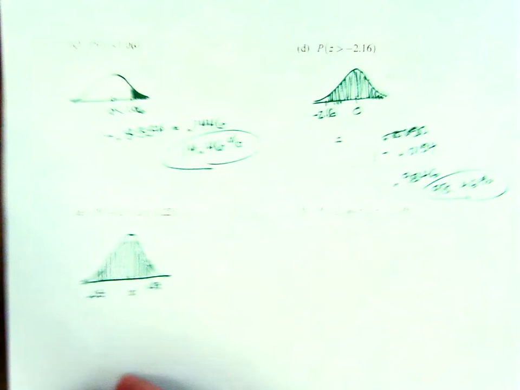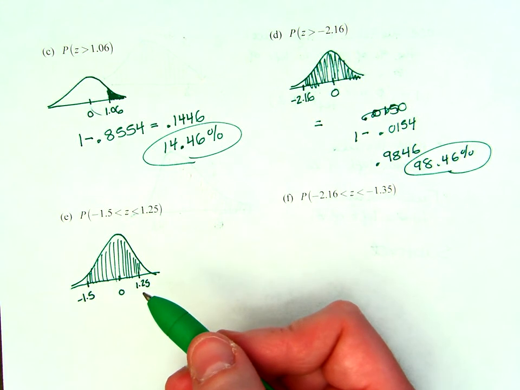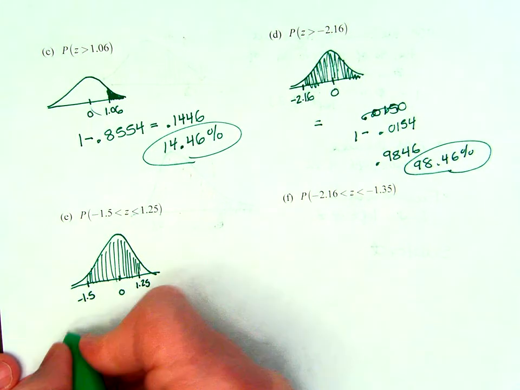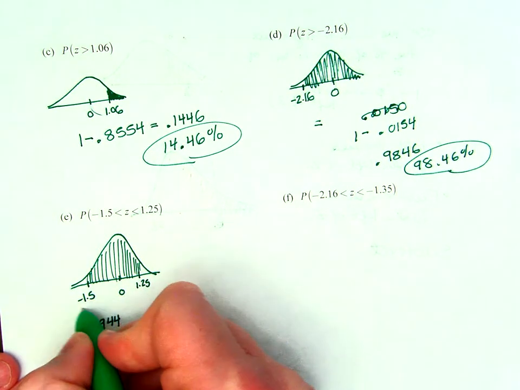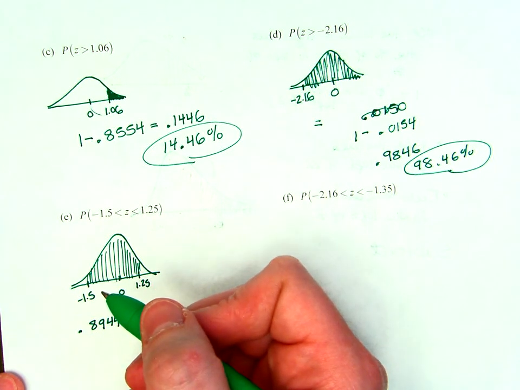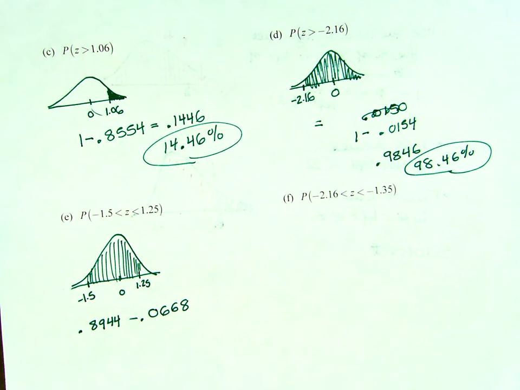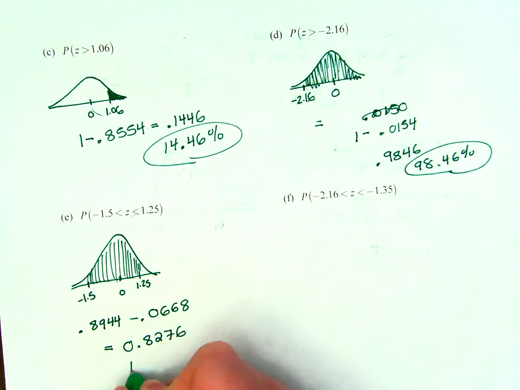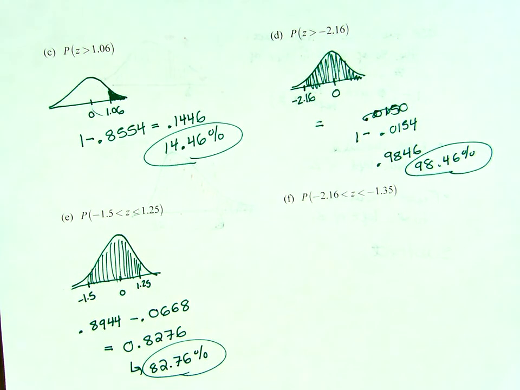So on page 32, I want to first find the area to the left of 1.25. Go to your standard normal table. To the left of 1.25, well, that's looking like 0.8944. Then I want to take away the area to the left of negative 1.5. Find that in your table. Negative 1.50. That would be minus 0.0668. Go do your subtraction. That should give you 0.8276. So about 82.76% of our data will be between those two z-values.